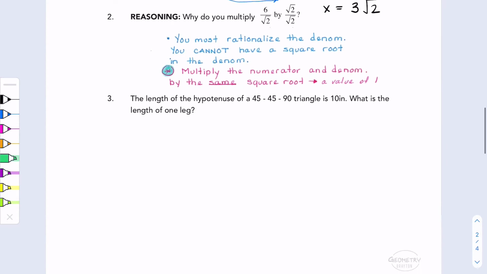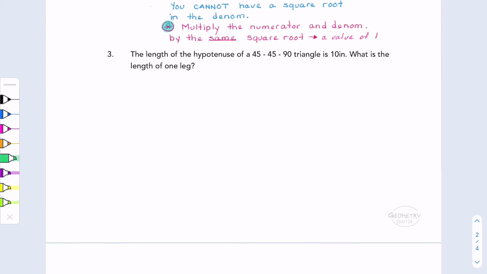Okay, and the last question on this page is a description, and you're going to have to draw the triangle. So it says the length of the hypotenuse of a 45-45-90 triangle is 10 inches. What is the length of one leg? So after we've done a few of these, you should easily know how to draw a 45-45-90. They all look the same.